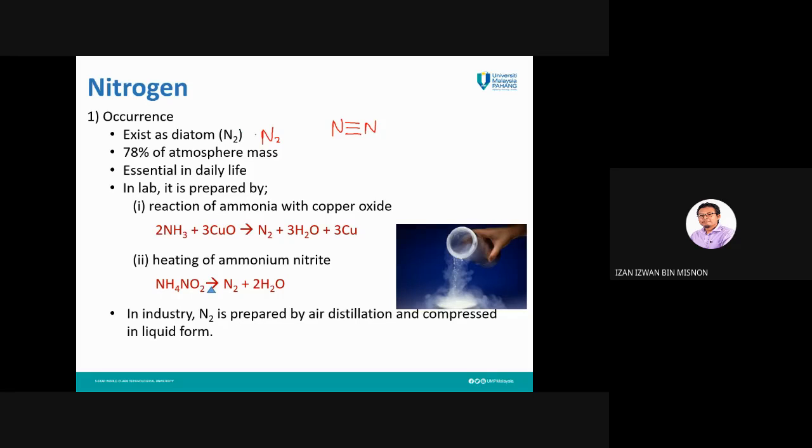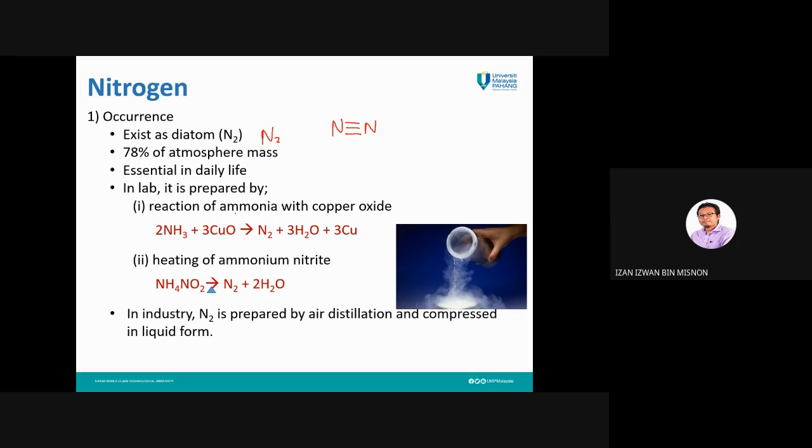Nitrogen consists of 70% of atmosphere mass. So in our atmosphere, this will be the most abundant gas. It is essential in daily life. Even in our body, we will require nitrogen. So we consume nitrogen every day, and it can be prepared in the lab by two reactions.